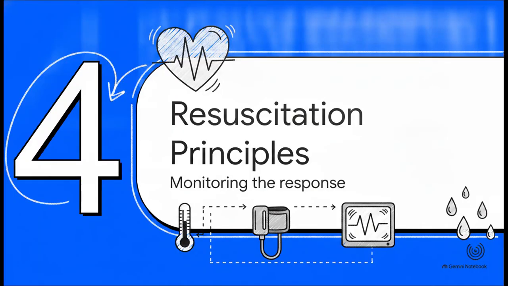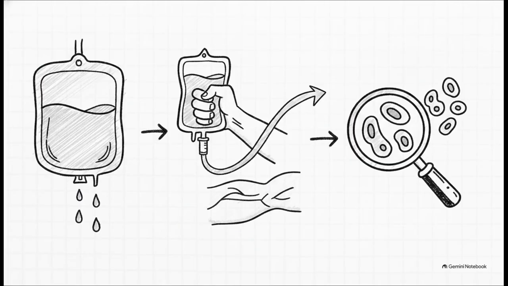Section 4. Principles of Resuscitation. Recognizing shock is only half the battle. We now have to effectively monitor how they respond to us. Because isolated blood pressure is so misleading, we have to look deeper. Central venous pressure, or CVP, should never be relied on as a single static number. You've got to assess it dynamically by watching the response to a rapid fluid challenge.